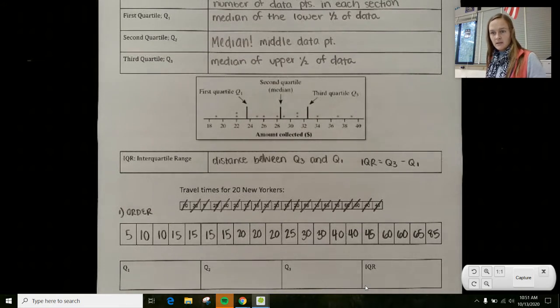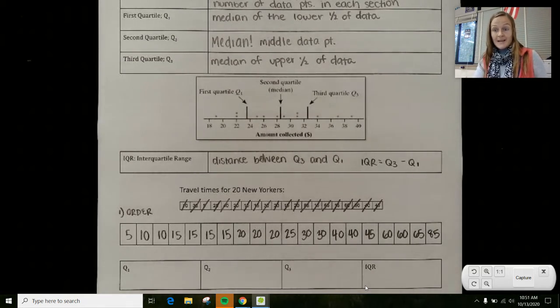Now, in this particular example for my notes, I had exactly as many boxes as I needed. But for you guys, if you're ordering them, the data says I have 20 data points. So once I order them, I should go back and make sure I still have 20 data points. If I have 19, then I know I missed one. It's so easy to miss one when you're crossing them off.